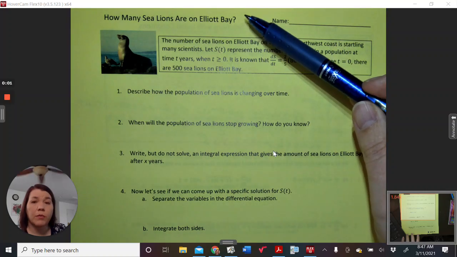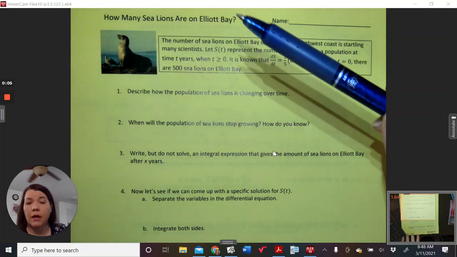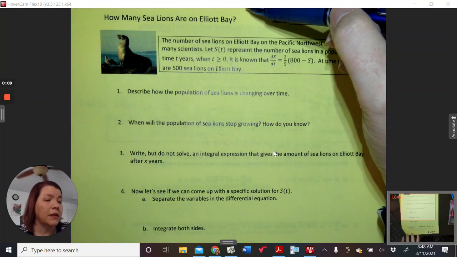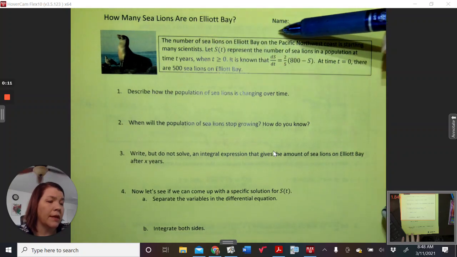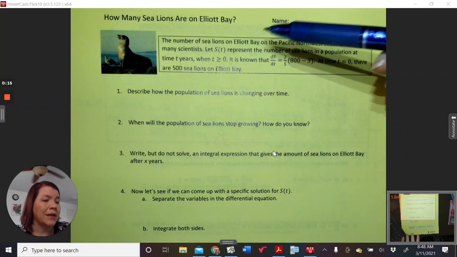Hello, calculus students. We're going to be talking today about topic 7.7, which is about particular solutions for differential equations. So how many sea lions are in Elliott Bay? The number of sea lions in Elliott Bay on the Pacific Northwest coast is startling to many scientists.